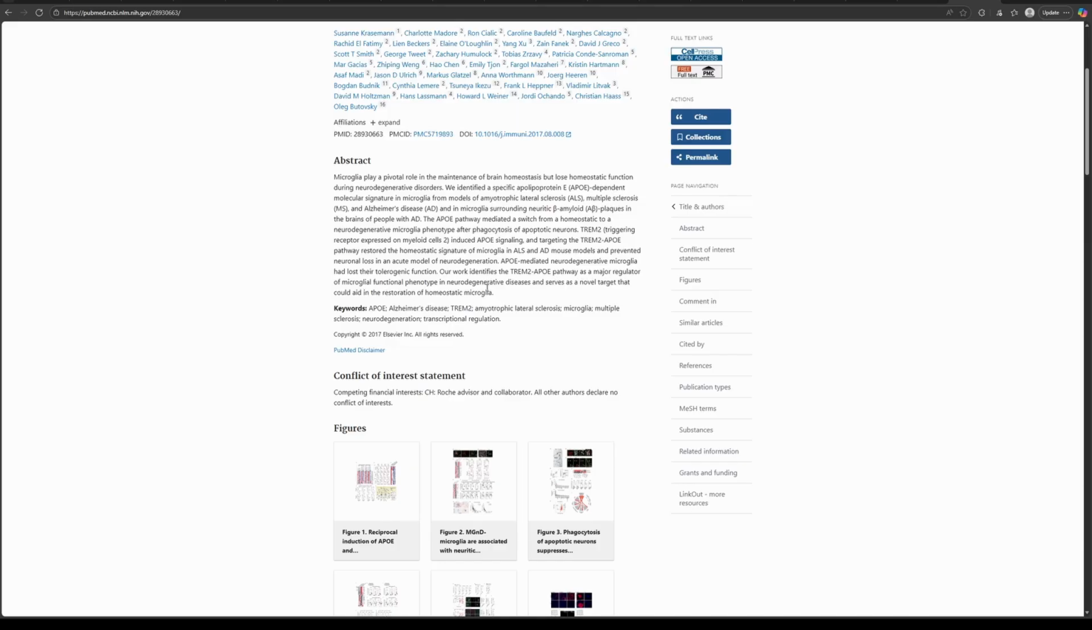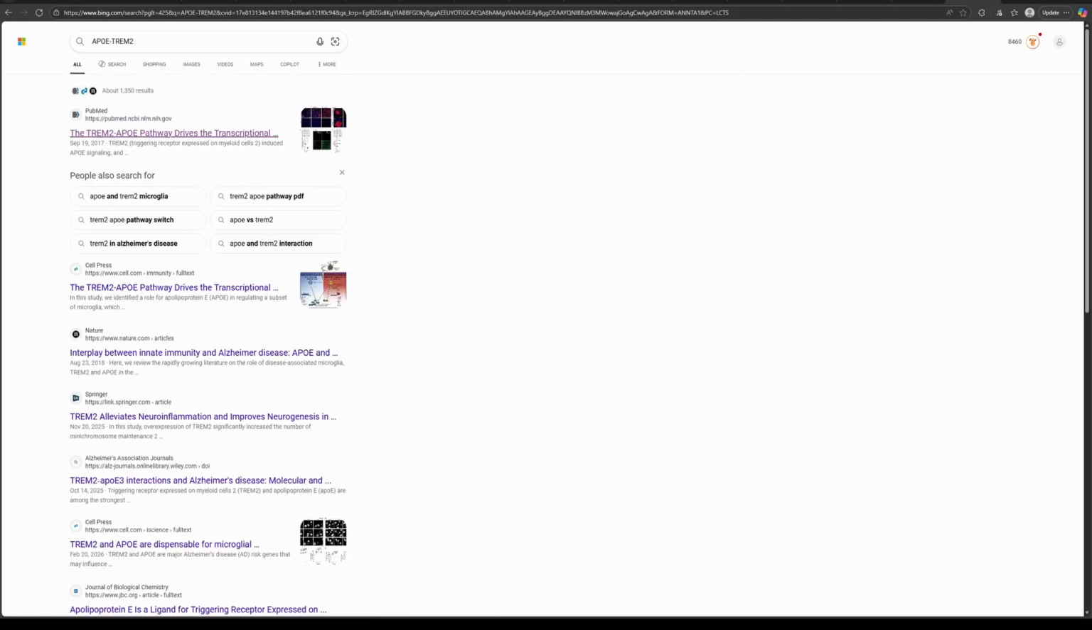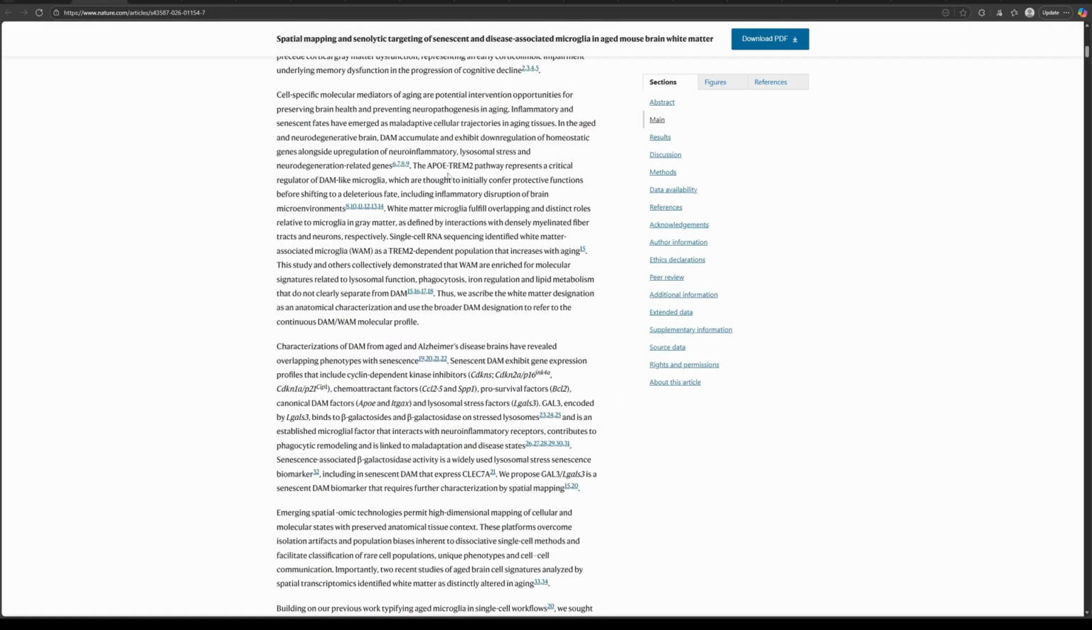I see. So this is like a light switch that, you flick it and it causes the microglia to switch from regular microglia to degenerative microglia. Okay. This pathway is a critical regulator. I see. So it's a light switch. You flick it on and off and it causes the change in cell fate.